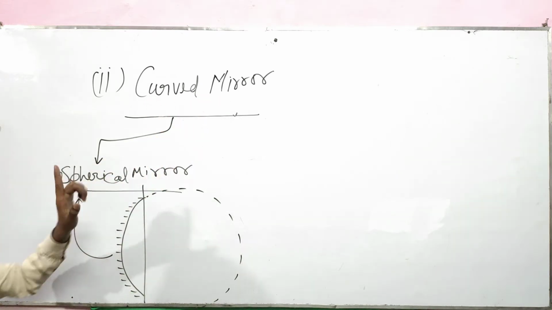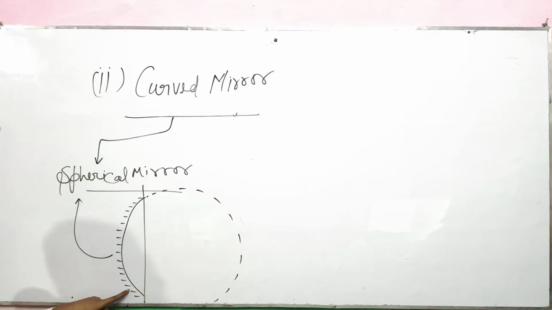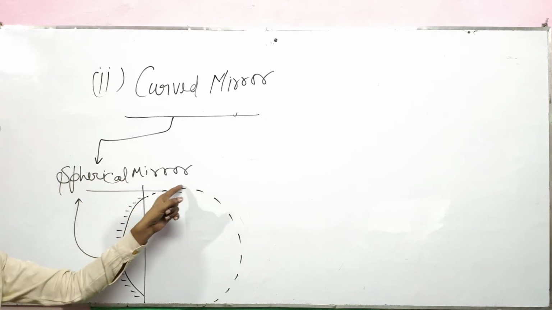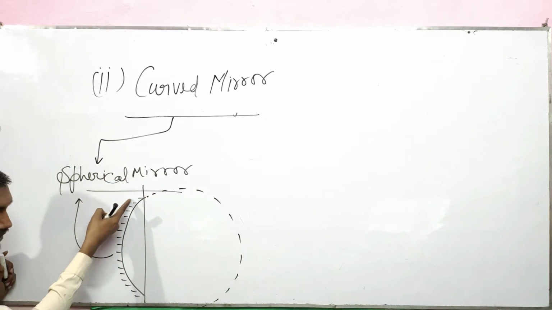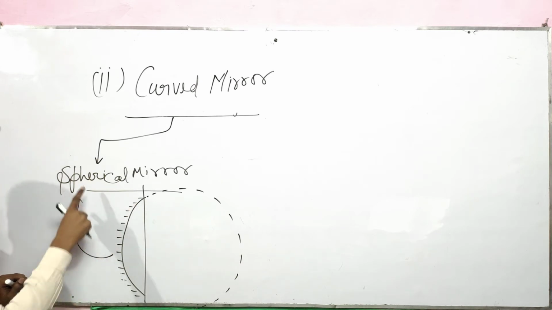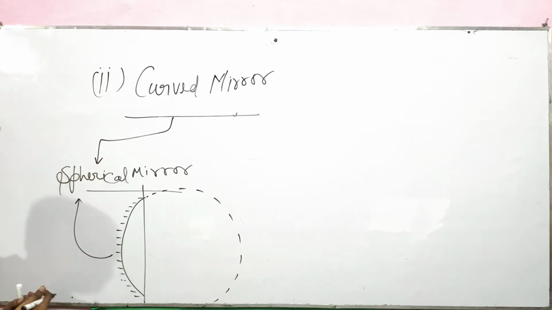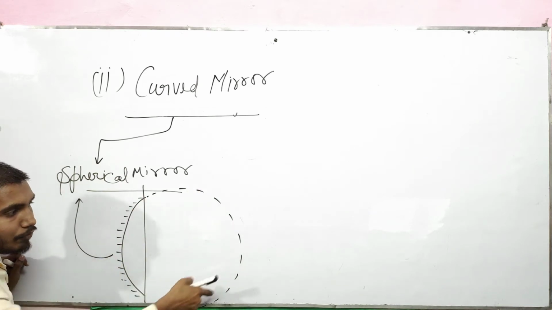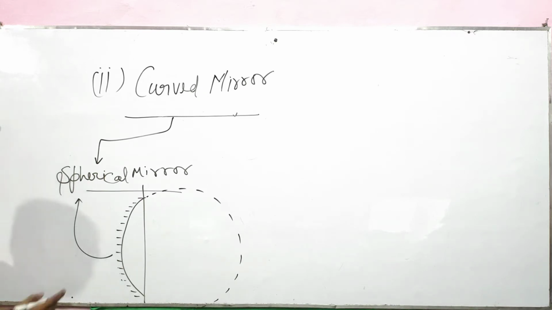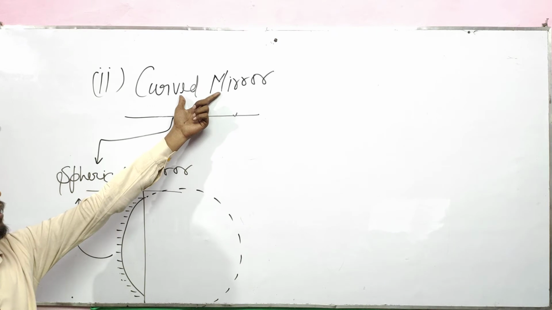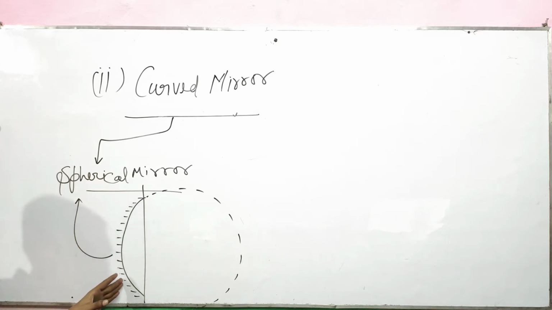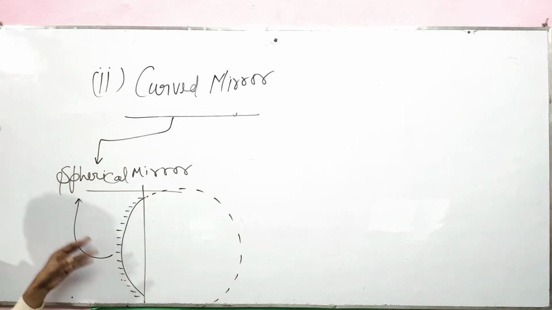A curved mirror is called a spherical mirror if its polished surface is a part of a hollow sphere of glass. This is a spherical mirror. This is a curved mirror. Why? Because it is a part of a hollow sphere of glass. So it is called a spherical mirror.